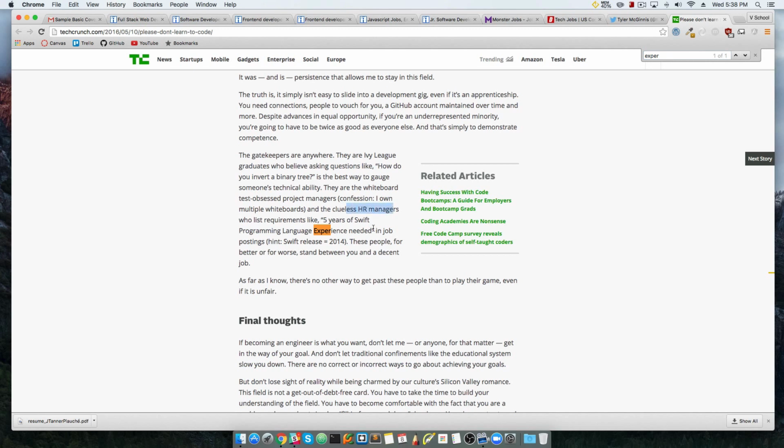There are all these clueless HR managers who list prerequisites like 5 years of Swift programming language experience needed. Swift is only 2 years old. So the only people who have 5 years of experience are the guy who created it and the core team of Apple developers who were put onto his project about 5 years ago. Apple took it from one of their employees and made it so much better, starting about 5 years ago, and released it 2 years ago. So it's kind of bogus. And you'll see this all the time. Anyway, it's kind of funny. Have you guys seen that comic?